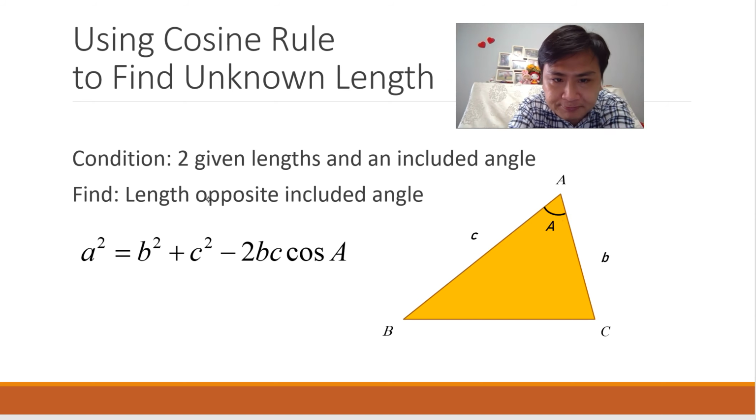So let's look at the formula now. How do we actually apply the formula? This is the square of the unknown length, a square. It will be equals to the sum of b square plus c square minus 2bc cosine angle A. Now notice that the unknown length is the furthest away from its match angle, which is the included angle here. This is a unique characteristic of the cosine rule. The unknown length is always furthest away from its match angle. So this is how we apply cosine rule to find an unknown length. The condition will be you need two given lengths and one included angle.